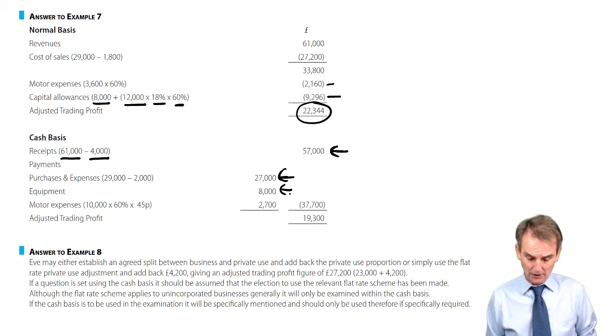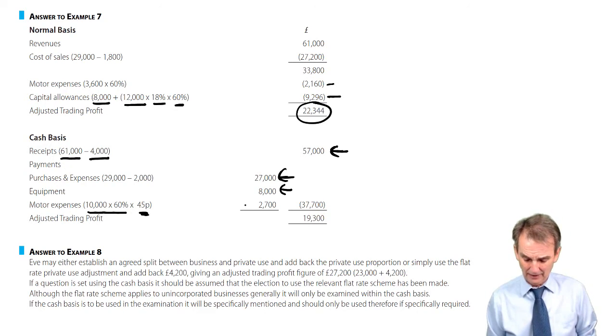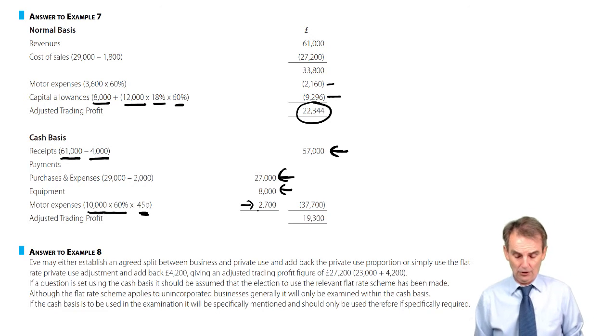But on the motor expenses, all we do, work out the business miles. We've already done that. It was 6,000 business miles. 6,000 is less than 10,000. Therefore, the 45 pence per mile rate applies to what is 6,000 miles. That, therefore, should be 2,700.